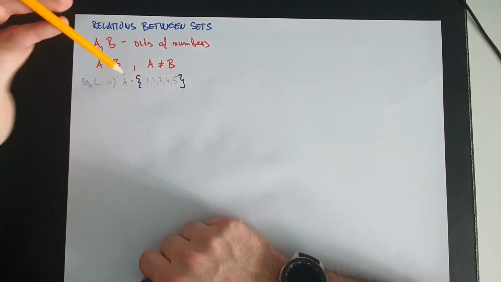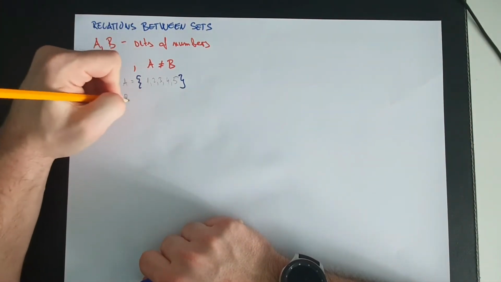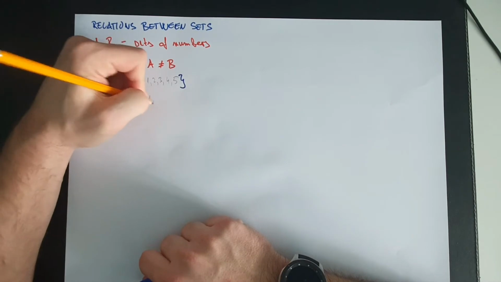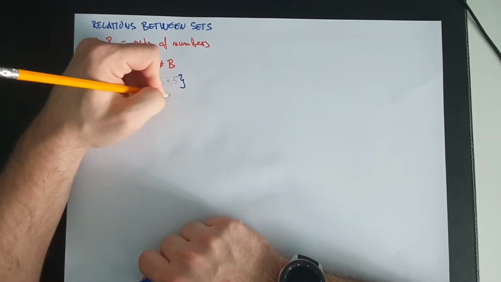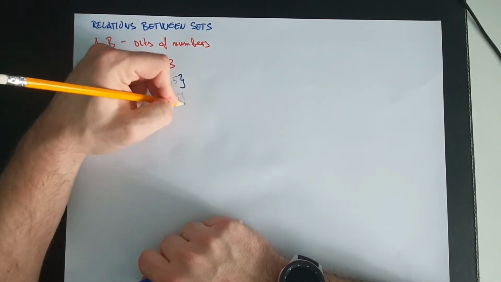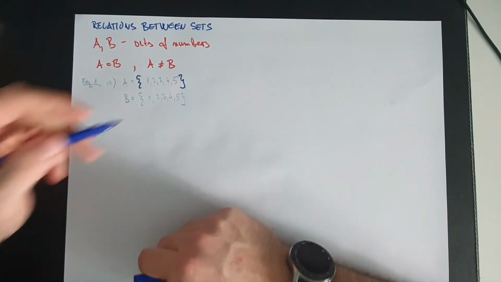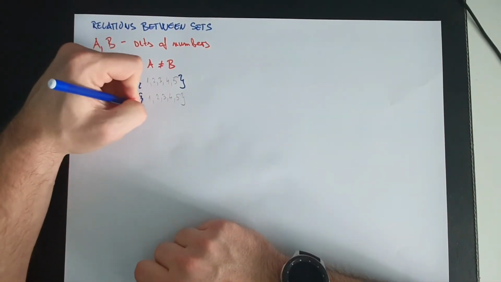Let's put also what is going to be the B set. Let's say that we have still 1, 2, 3, 4, and 5. So this means that here we have the actual numbers 1, 2, 3, 4, and 5.